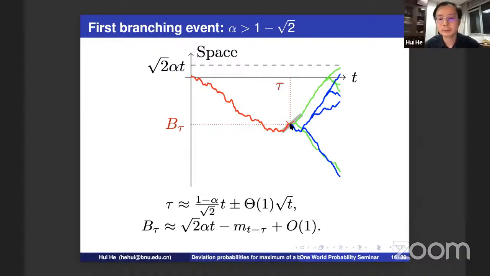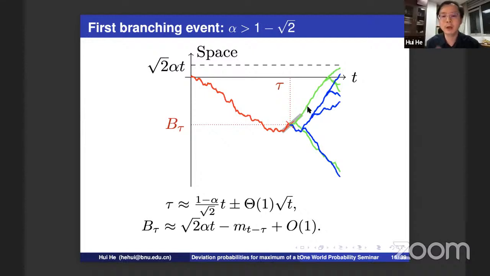In this picture, you can see one branching motion is the green curve, and the yellow curve is another. These 2 branching motions evolve as ordinary, regular branching motions. There's no restriction on them, and these 2 are independent. This is the position that these 2 independent branching motions start from. What we want is that the maximum of the whole system at time t is less than square root 2 alpha t. This means it's hard for these 2 branching motions to reach this level.